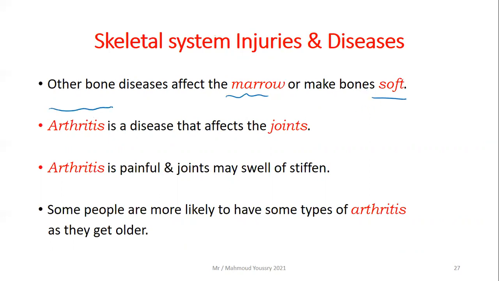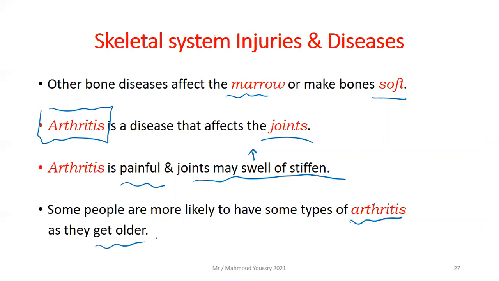This is called arthritis. Arthritis is a disease that affects the joints. It is painful and the joints may swell, become larger in size, or stiffen, or they might become hard. Some people are more likely to have some types of arthritis as they get older. So growing older is a major cause of most skeletal system injuries and diseases.